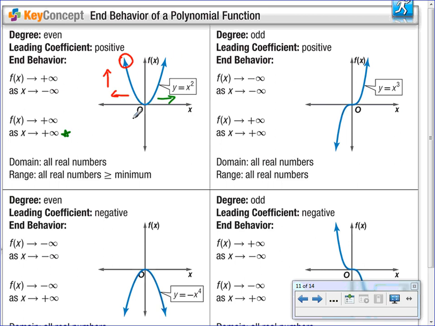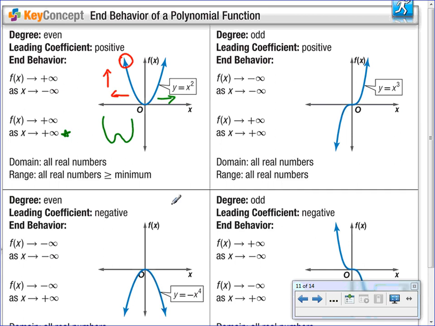Now, it may do some other things, and it may go and just do stuff like this, you know, it may look like a W or whatever. But overall, it's either going to start high and end high, or it's going to start low and end low. What tells you whether it's going to start high and end high, or this one, is the leading coefficient. If it's positive, it's going to do this. If it's negative, it's going to do this.